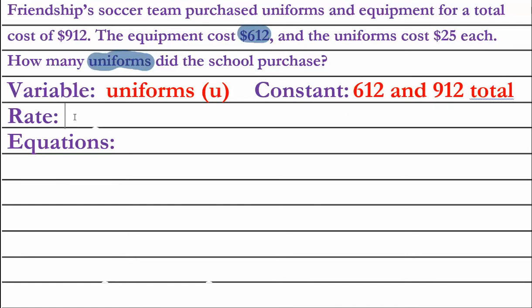Now, rates. Big keywords on rates. If you see words like per or for each or things along those lines, now you're talking about rates because you're charging each time something is bought or something's happening each time. So in this case, our rate for each is going to be that $25 per uniform or for each uniform.